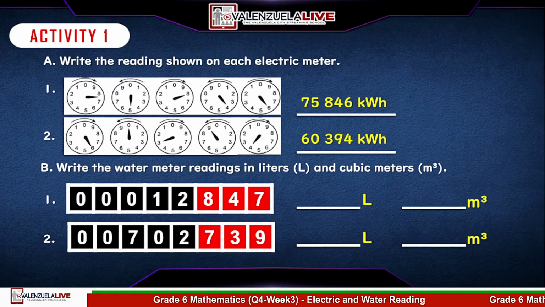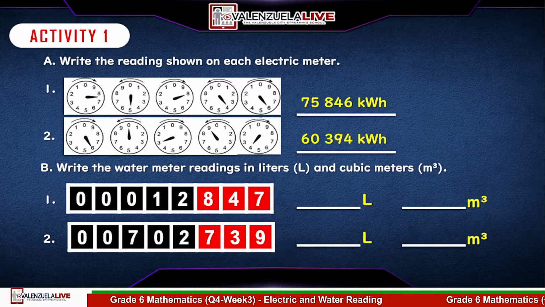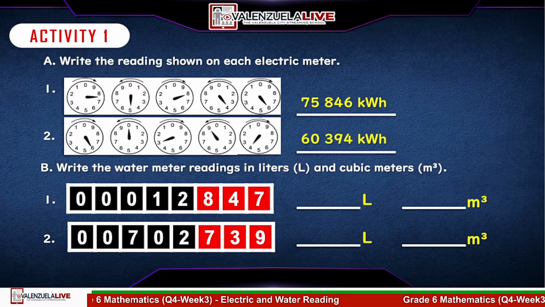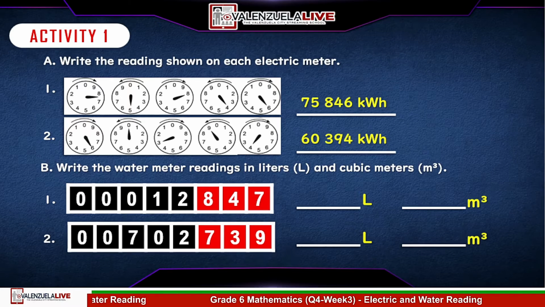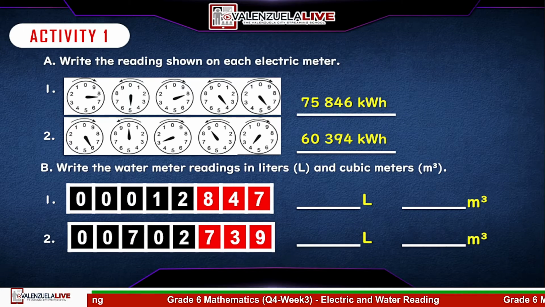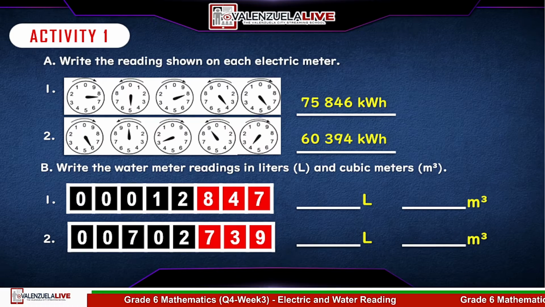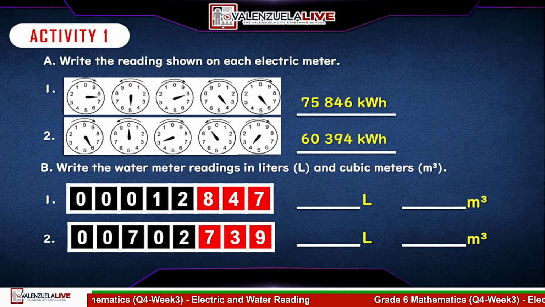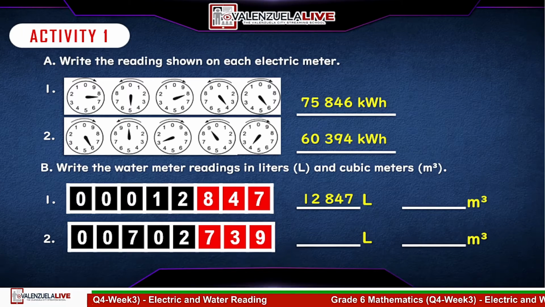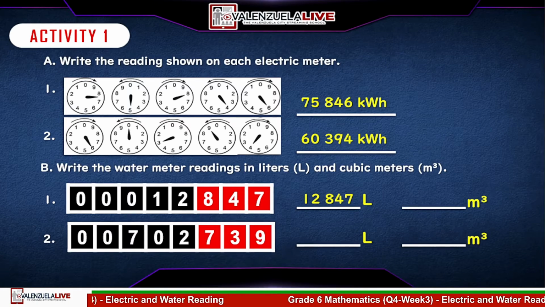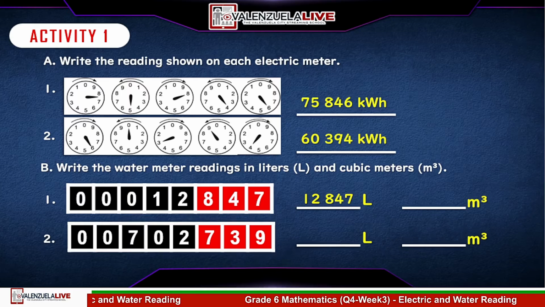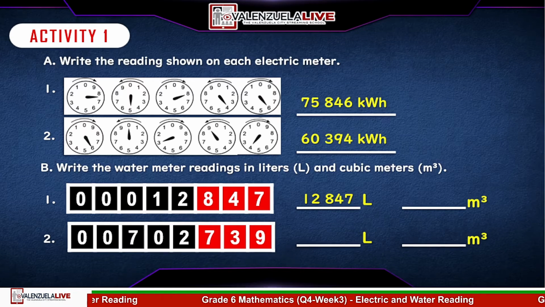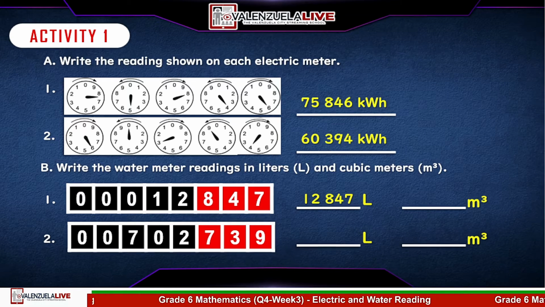Next activity. For letter B, write the water meter readings in liters and cubic meters. Number 1. Find the water meter reading of this meter in liters and cubic meters. Very good. The answer is 12,847 in liters and 12,847 thousandths in cubic meters.